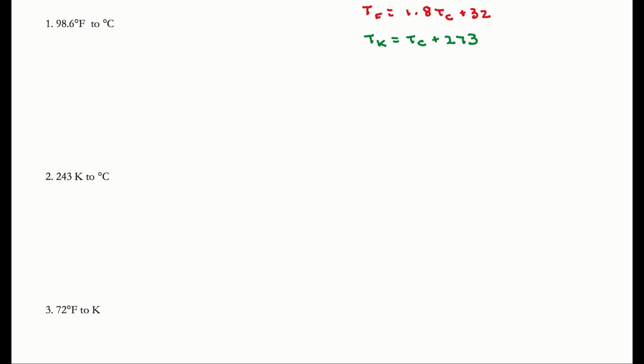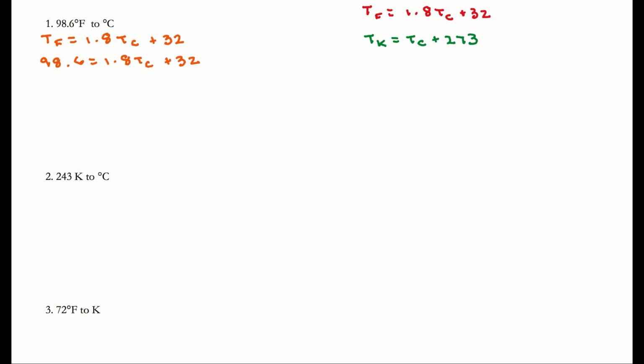Okay, so let's look at the first problem. 98.6 degrees Fahrenheit to Celsius. Well, that's my normal body temperature, okay? So because I'm going from Fahrenheit to Celsius, I'm going to use the formula Fahrenheit equals 1.8 times temperature in Celsius plus 32. So I'm going to plug in my values. 98.6 equals 1.8 times my temperature in Celsius plus 32.